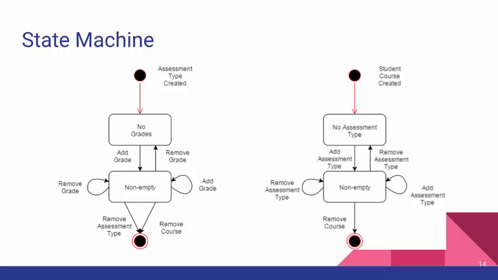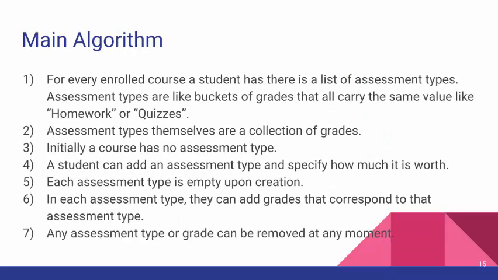These are two state machine diagrams that represent objects from the semester dashboard. There are two states for the student course and the assessment type, empty and loaded. In the empty state, they do nothing but accept input. When they are loaded, they can be used to calculate grades. Initially, every student course is empty. The only thing it can do is accept input of assessment types. Assessment type is essentially a category of grades that all carry the same value.